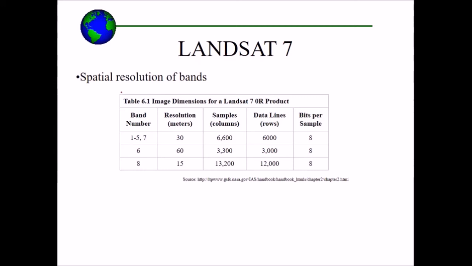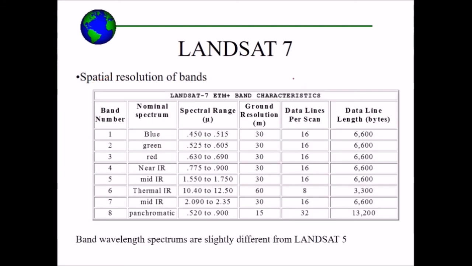So Landsat 7 spatial resolution of bands are like this. Bands 1, 5 and 7, resolution is 30 meter. The bits per sample is 8 for every band. Band 6, the resolution is 60, and band 8 has a resolution of 15, the better one. Landsat 7, these are the spatial resolutions of the bands.